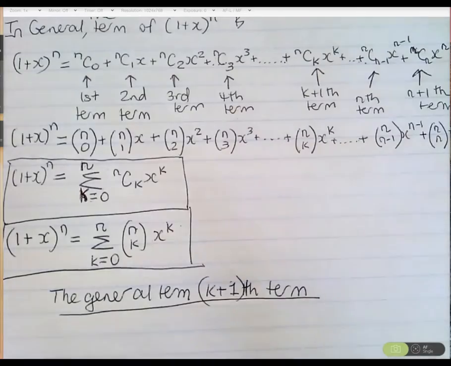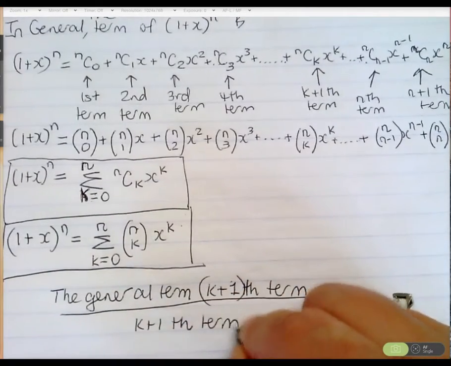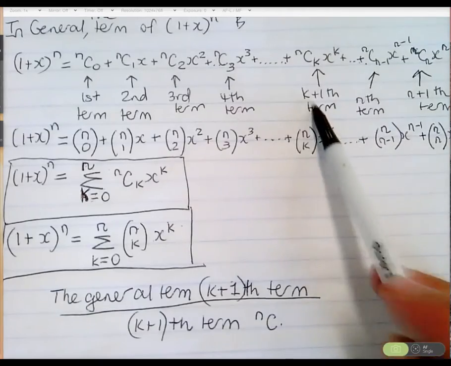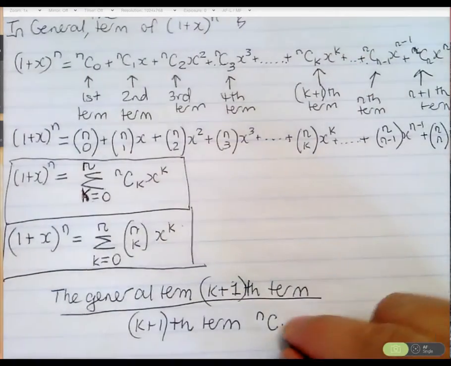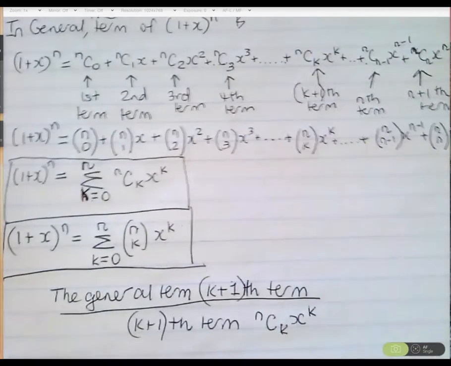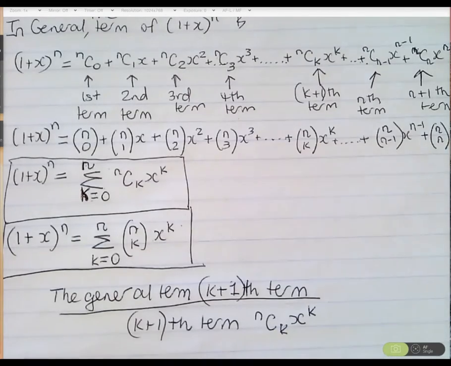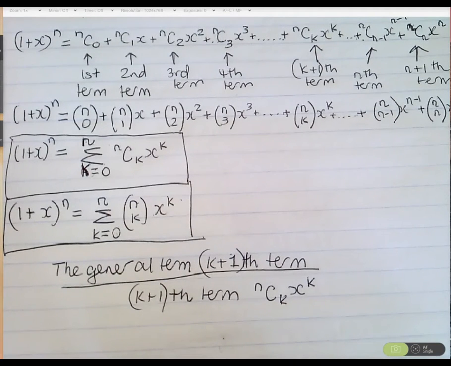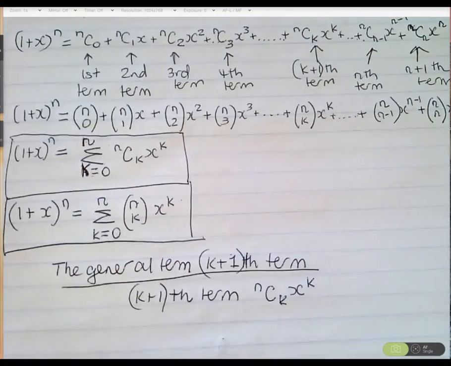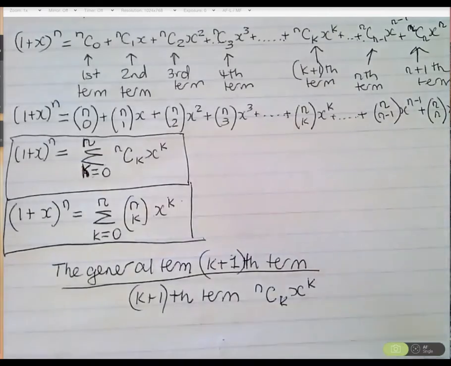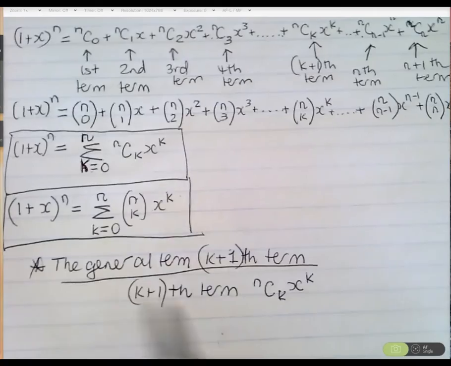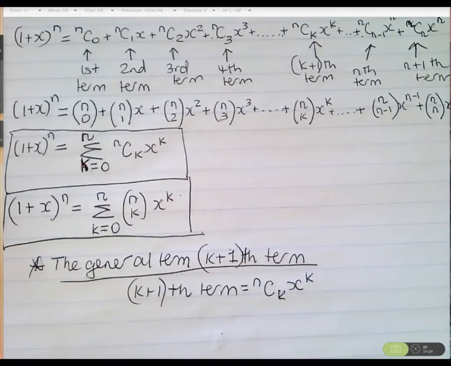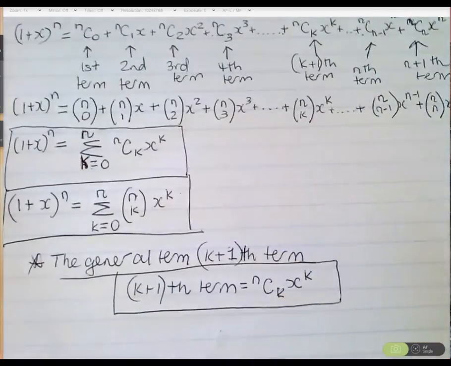Okay, and the k plus 1th term is, what is it? nC what? What's the k plus 1th term? Anyone? nCk x^k. So your general term is your k plus 1th term. It's nCk x^k. What's the line then? Oh, that's a heading. The general term or the k plus 1th term, this is a little heading. It's not a fraction line. The k plus 1th term equals nCk x^k. Put it in a box. That's your general term, the k plus 1th term.